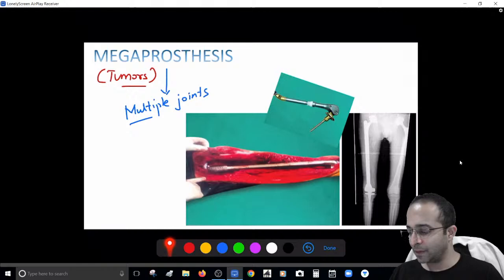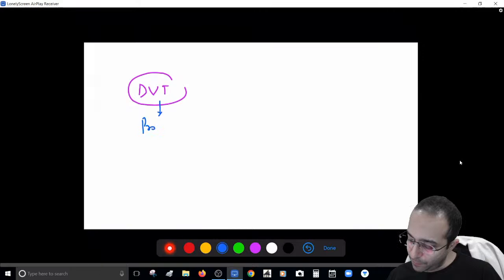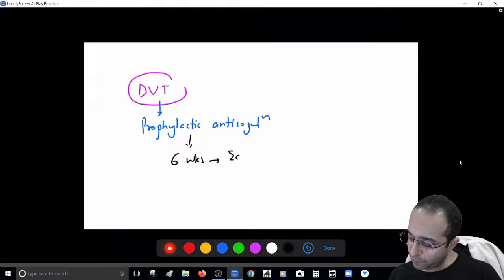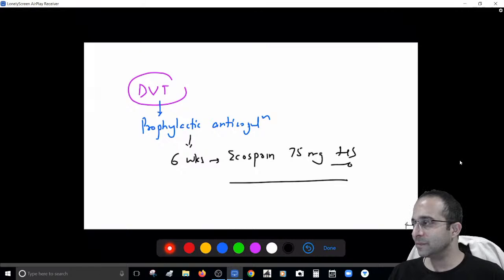Okay. So DVT is the commonest complication, as I told you. To prevent DVT, in every patient we go with prophylactic anticoagulation. And your query, for how long? 6 weeks. We take this patient on this tablet, Ecosprin aspirin 75 mg, given as an HS dose. So clear, Mikitu, with the protocol? I hope you are clear with this query of yours also.